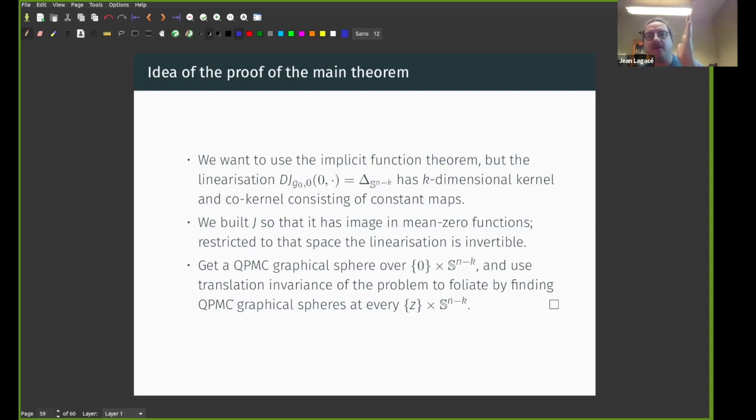And because they're mean 0, if I solve the problem by moving around the point at which I start, rather than starting at 0, this gives me precisely the foliation by graphical spheres with quasi-parallel mean curvature, and the invertibility of J is what ends up guaranteeing the uniqueness.